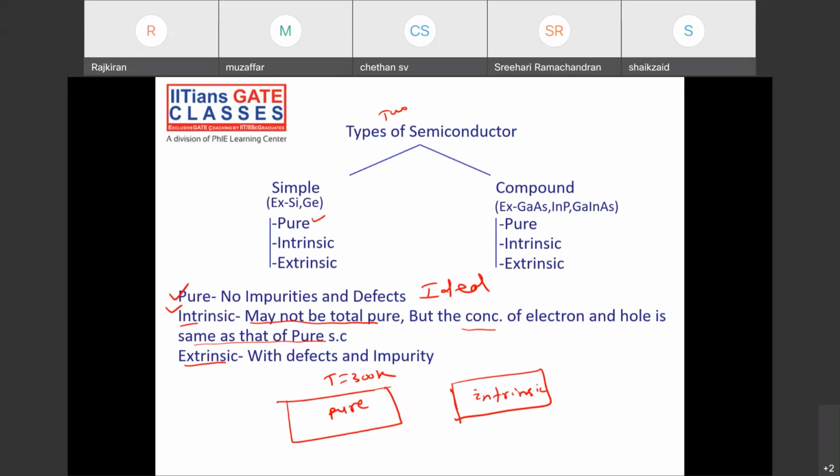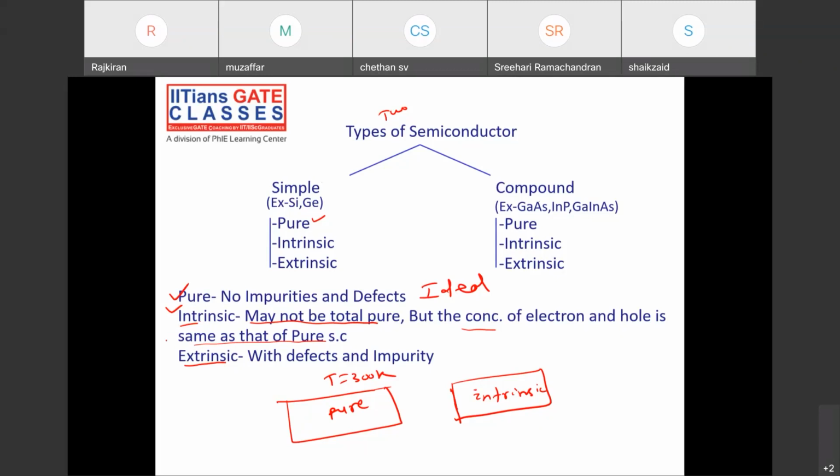What is the difference between pure and intrinsic? In intrinsic, even though impurities are there, there are different types of impurity. One type will try to increase the electron concentration, and another type will try to decrease it. So in effect, the concentration is the same as a pure semiconductor. Clear?